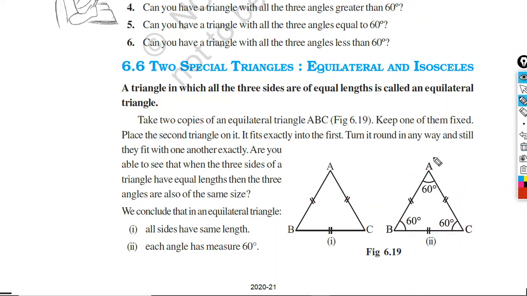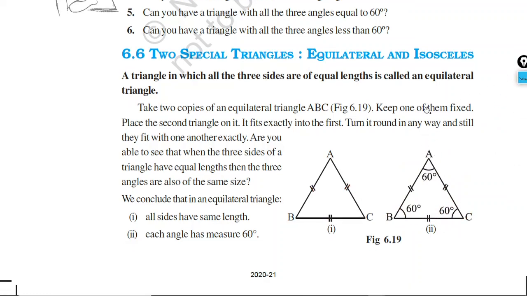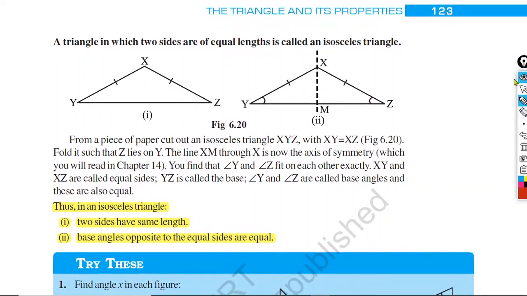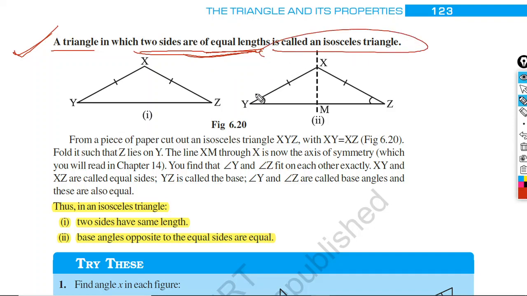Okay, another type of triangle is there, that is isosceles triangle. Okay, what is an isosceles triangle? Here you can see an isosceles triangle in which two sides are equal. Okay, so you can write this definition: a triangle in which two sides are equal in length is called isosceles triangle. If two sides are equal, we call them isosceles triangle.